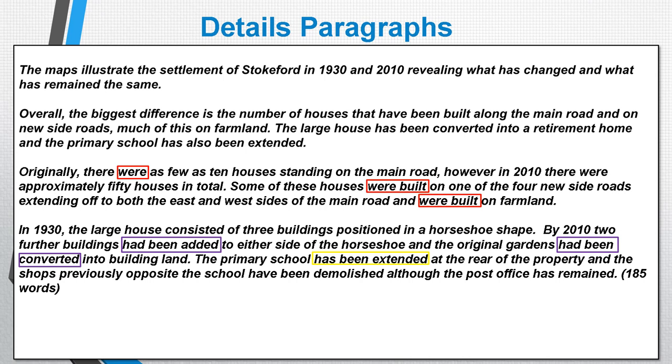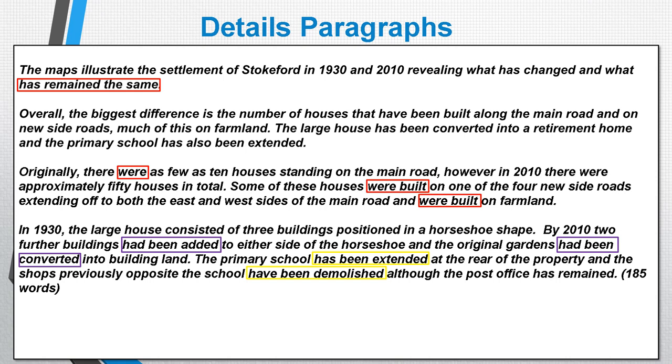Now, the final sentence, the primary school has been extended, is in present perfect tense. And that is because we imagine that the primary school still has that extension now. And we imagine that the shops are still demolished now. So the outcome is still visible now. So something that happened in the past, with the outcome still relevant or important now, we can use present perfect.